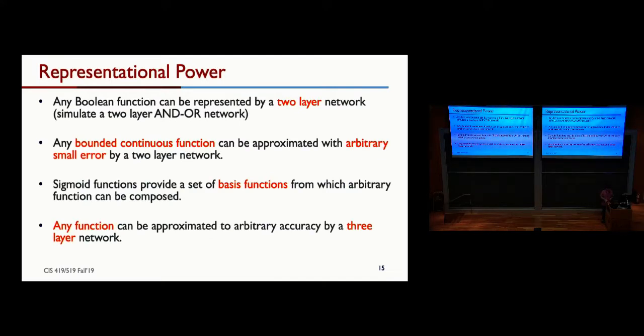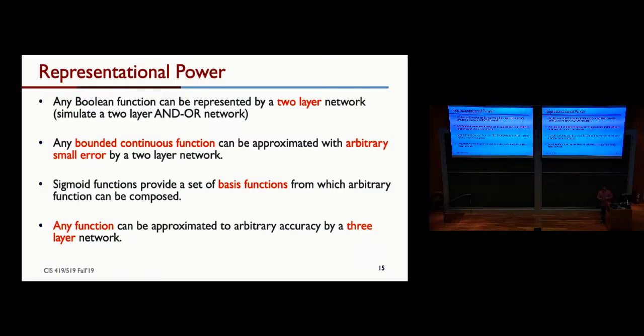A quick note on the things we've been talking about in this lecture. It has been shown that any Boolean function on this planet can be represented by two-layer neural networks. A second point: any bounded continuous function can be approximated by a two-layer network. These are very powerful results that led to the popularity of neural networks.